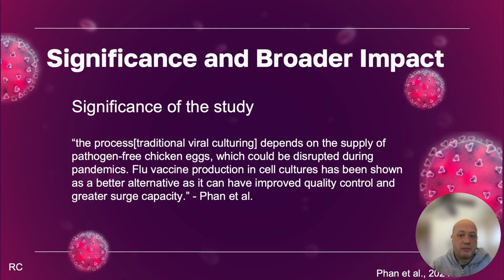What is significant about this study, though, comes from a quote from the authors in the introduction in regards to traditional virus culturing. The process, in traditional virus culturing, depends on the supply of pathogen-free chicken eggs, which could be disrupted during pandemics. Flu vaccine production in cell cultures has been shown as a better alternative as it can have improved quality control and greater surge capacity. Why is this quote significant? It acknowledges the challenges that can be faced with viral culturing and how they are addressed in the synthetic cell lines in this study.